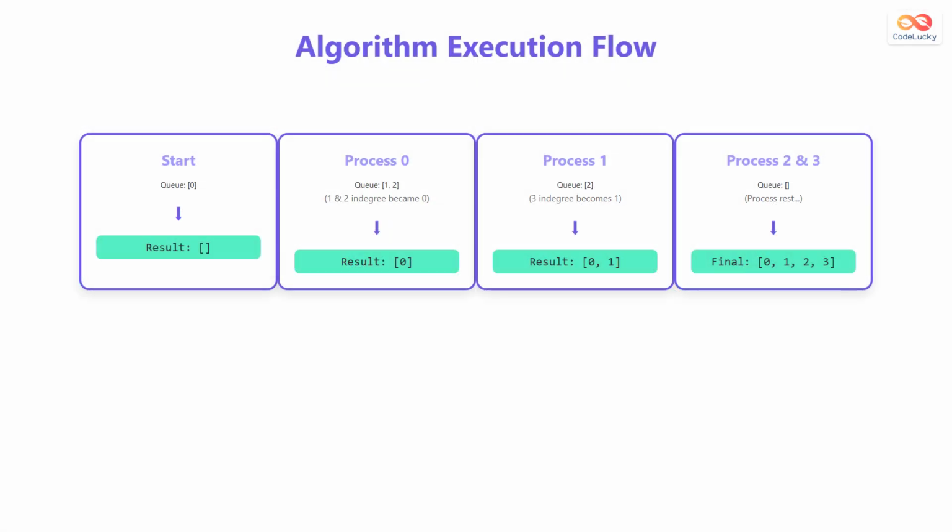Let's visualize the flow. We start with course 0 in the queue. We process 0, adding it to our result. This satisfies the requirements for courses 1 and 2, so their Indegrees drop to 0. We add them to the queue. Then we process 1, which might unlock course 3. We continue this chain reaction until the queue is empty.